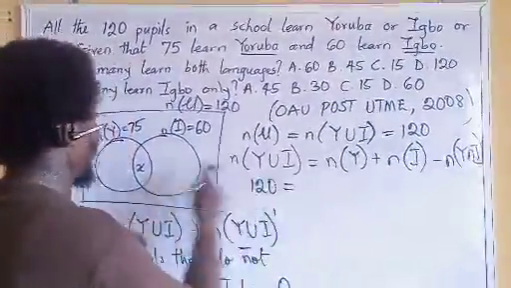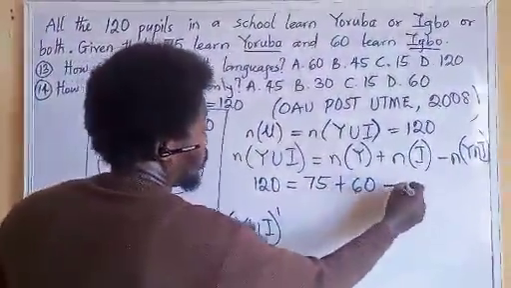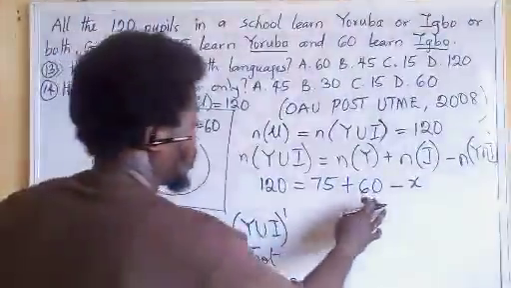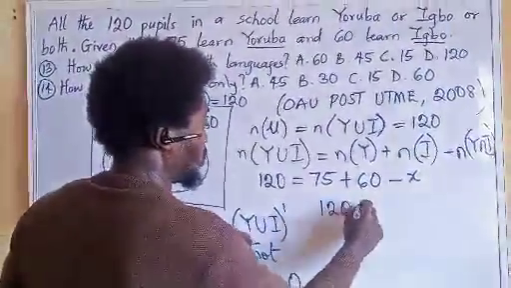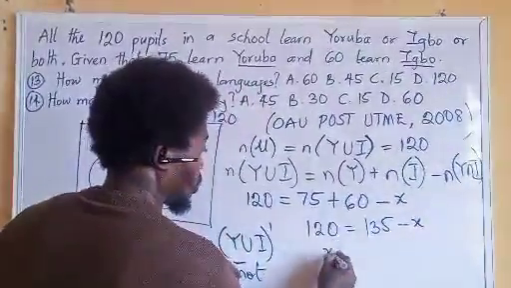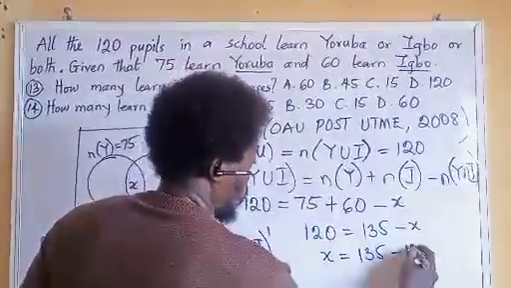120 is equal to the cardinality of Y, which is 75, plus 60 minus X. X is the number of those that did both. If we add this together, it will give us 135. So we have 120 equals 135 minus X. We collect like terms. X comes here. We have 135 minus 120.